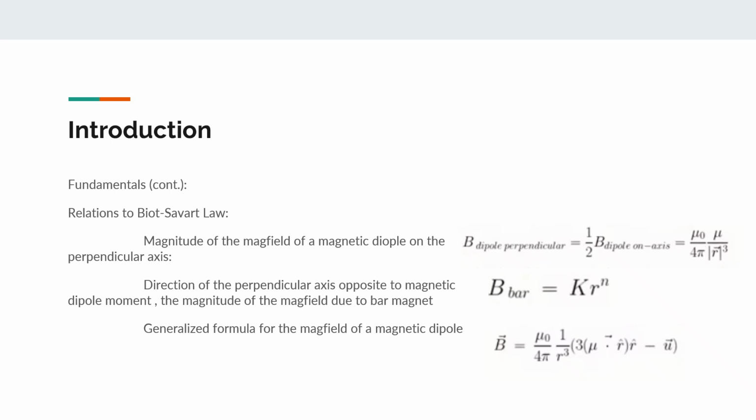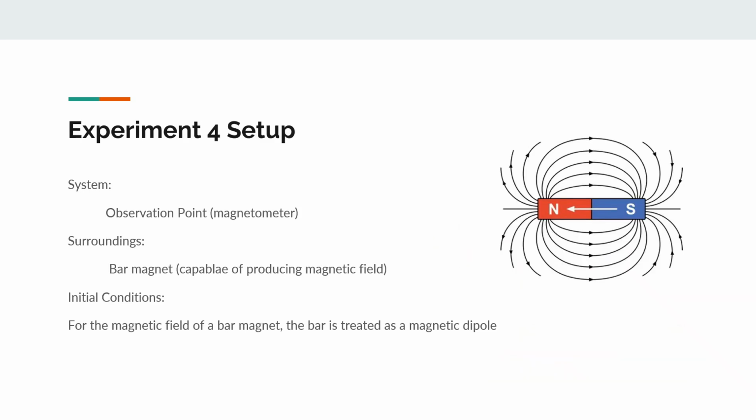Some other equations relating to the Biot-Savart law include the magnitude of the mag field of a magnetic dipole on the perpendicular axis, the direction of the perpendicular axis opposite to magnetic dipole moment, and the generalized formula for the mag field of a magnetic dipole. In our experimental setup, the system is the observation point and the surroundings are the bar magnet, with the initial conditions that the bar is treated as a magnetic dipole.